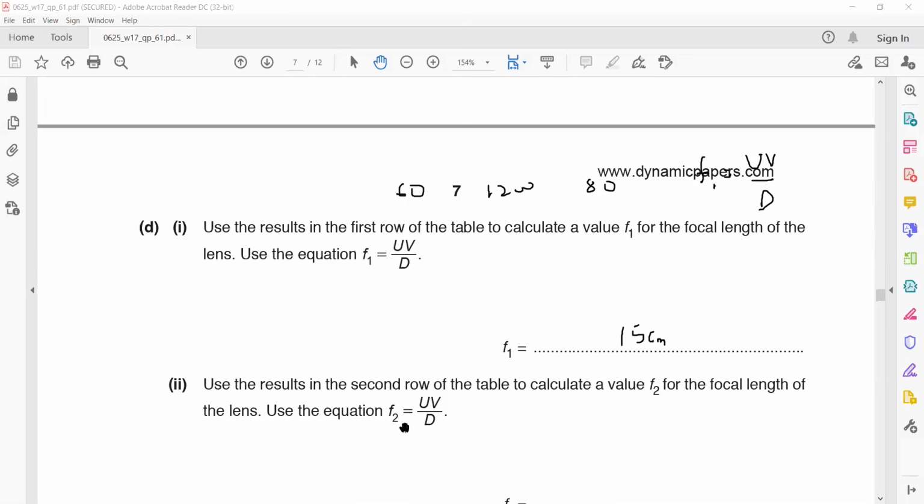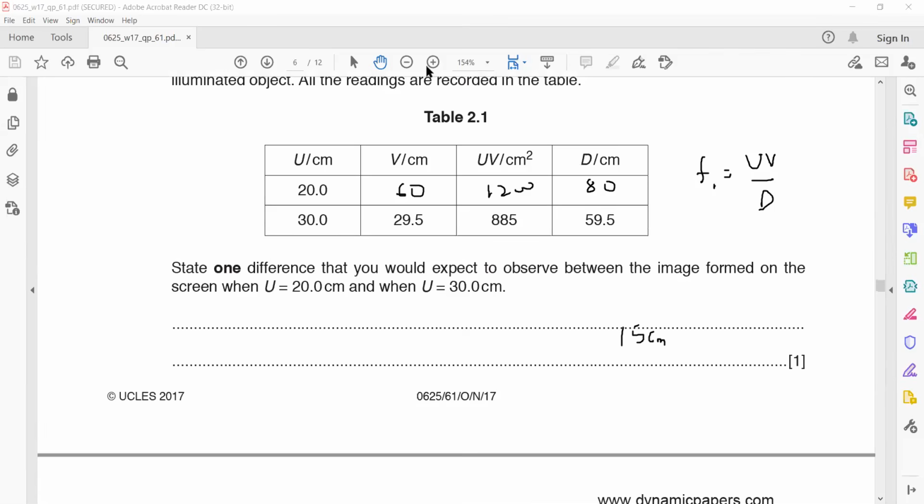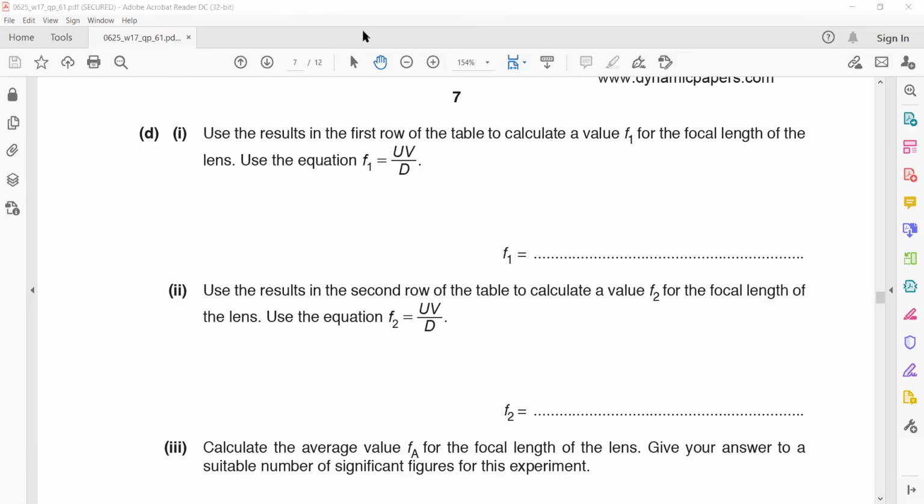Then calculate F2, which is U into V divided by D. What does the second value mean? U into V is 885 divided by 59.5. What's the answer for the second value? 885 divided by 59.5 is 14.9. So the first value was 15 centimeter and the second value is 14.9 centimeter.